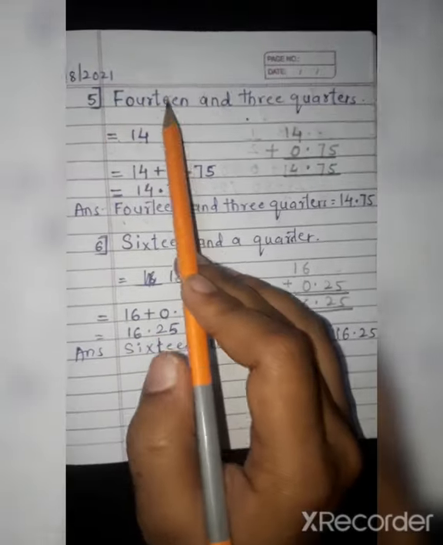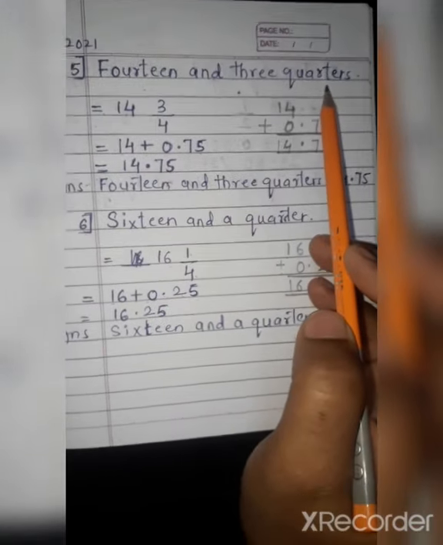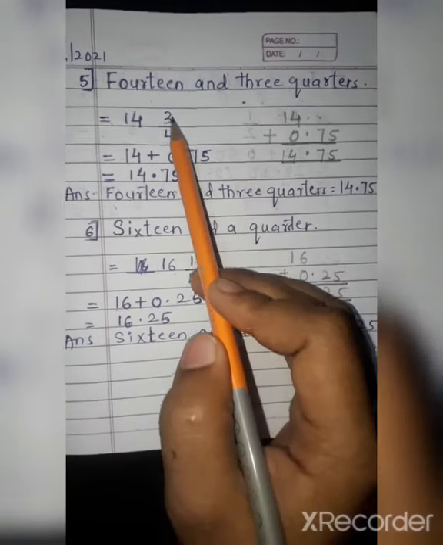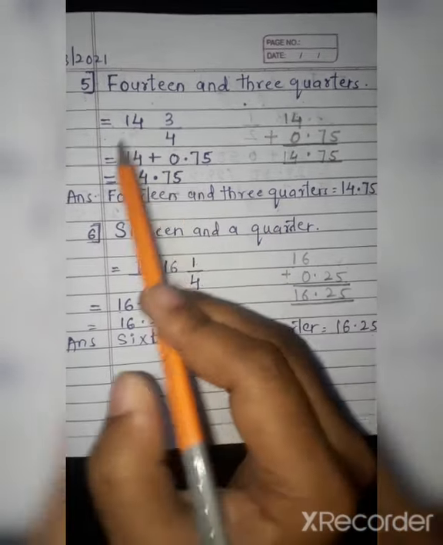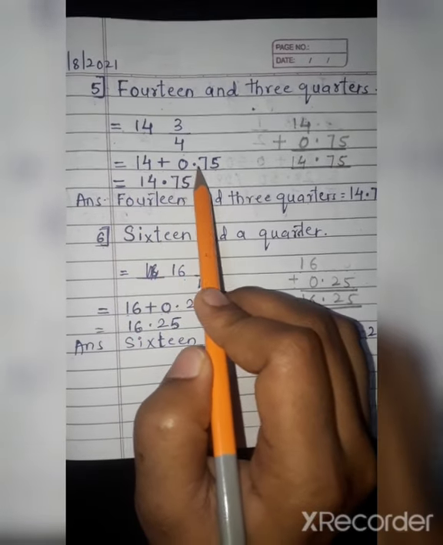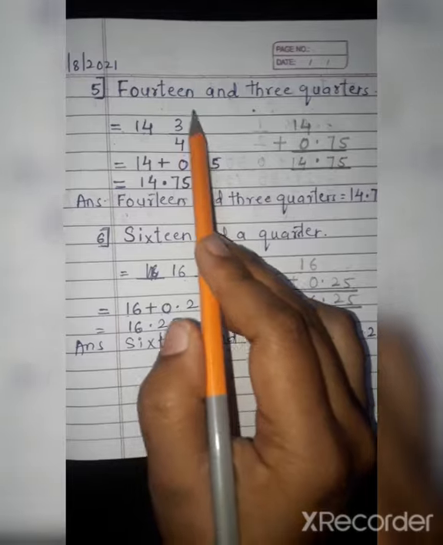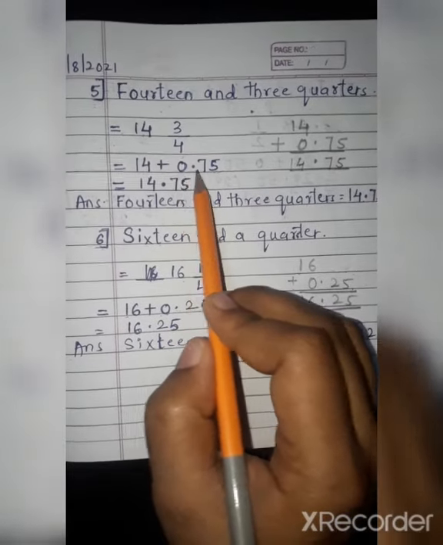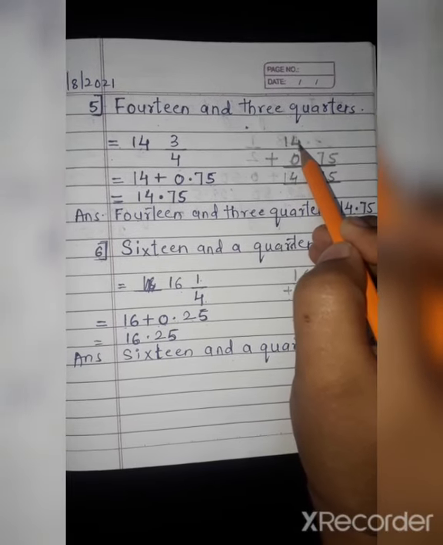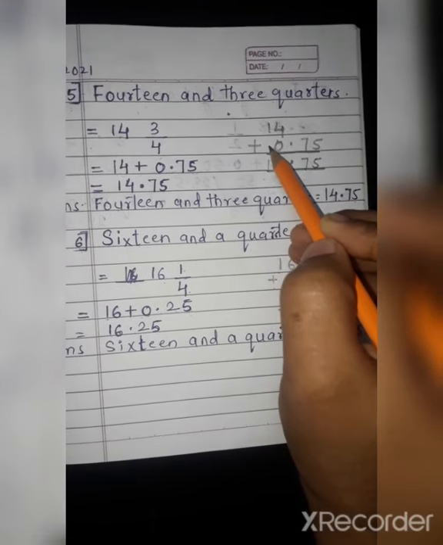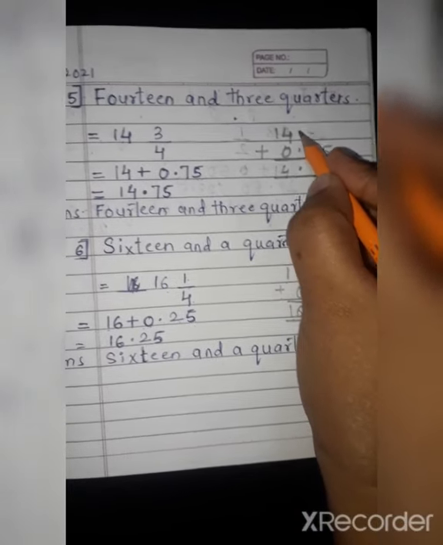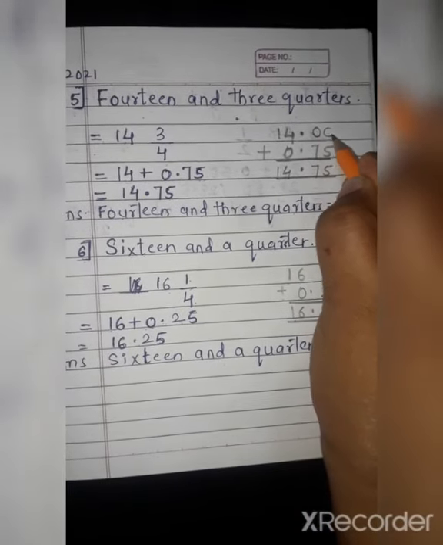Fifth sum. 14 and 3 quarters. 14 we will write like this, then 3 quarter is 3 upon 4. Then we will write the next step, 14 plus 0.75, because the value of 3 quarter in decimal is 0.75. Then we will add it. 14 will write as it is, then plus 0.75. Again the place is empty here, we have to write 0.